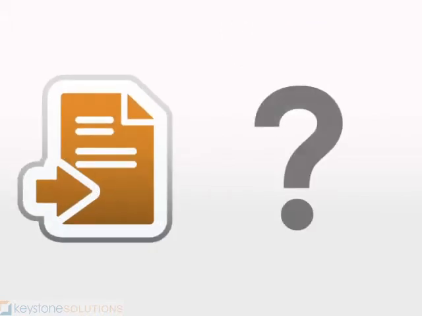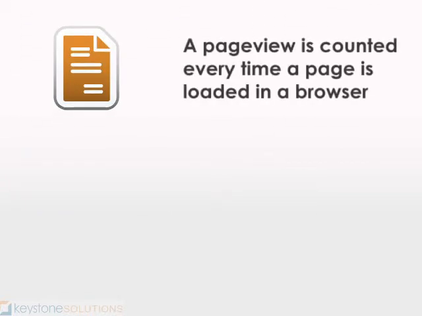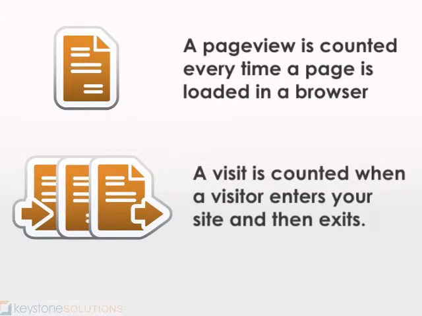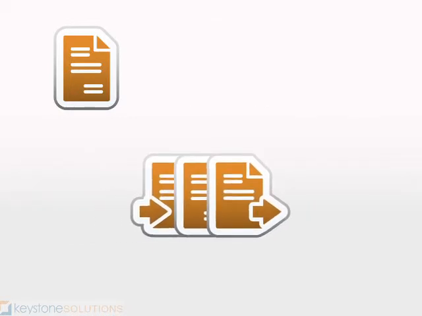We'll talk more about entry and exit pages later when we discuss pathing, but on occasion you'll see random entry pages and you'll wonder, how the heck did someone enter our site from that page? Often the answer is that they didn't, but that they were counted as entering that page because of this 30-minute rule. So to review, a page view is counted every time a page is loaded in a browser, and a visit is counted when a visitor enters your site and then exits. This means a visit can have multiple page views.